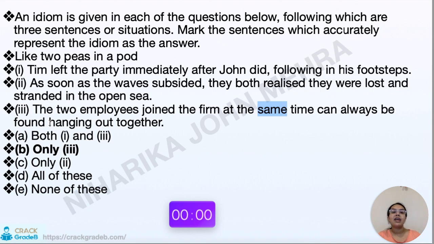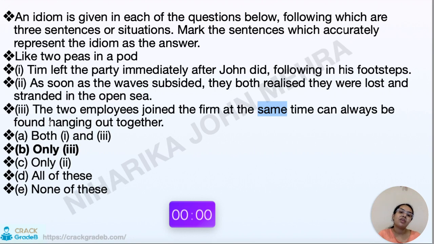The first one says Tim left the party immediately after John did, following in his footsteps. One person following another is not two peas in a pod. Following in his footsteps means one person copied what the other person did. It's not like both of them are always together, always doing similar tasks. It's just a one-time thing, something being done in the same manner as the other person did. So the first is not what we are looking for.